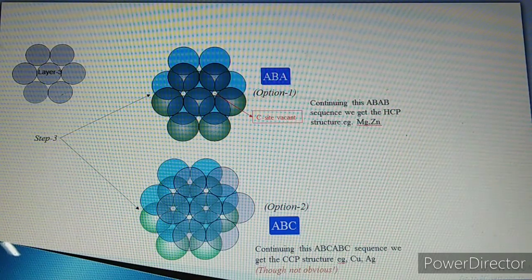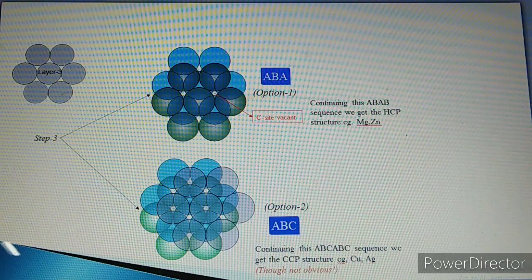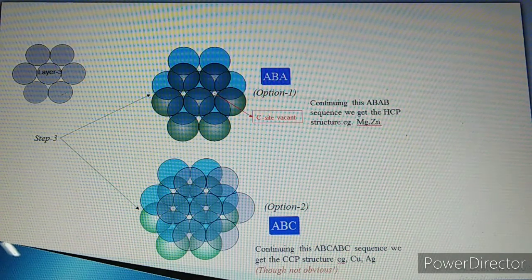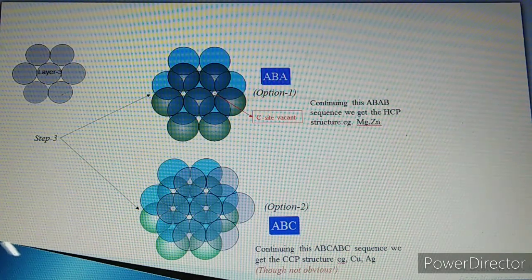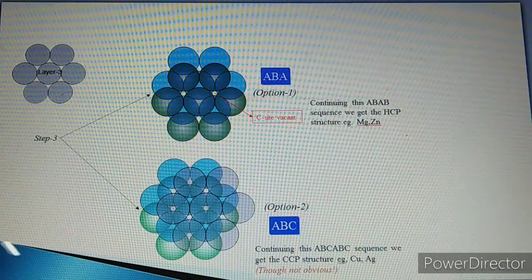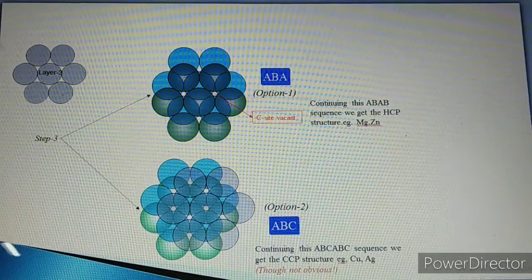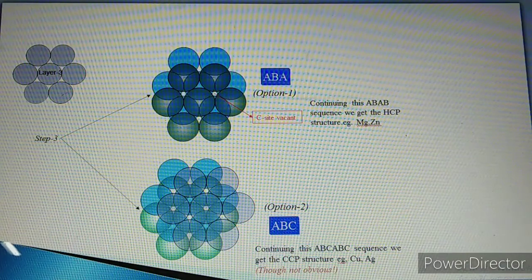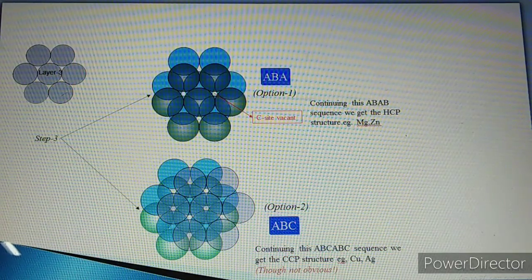The spheres of this layer are not aligned with the spheres of the first and second layer. Therefore, this type of arrangement is called ABC type arrangement, and this arrangement results in the cubic close packed structure called CCP, cubic close packed structure. It consists of ABC type sequence, and this type of arrangement is observed in metals like Cu, that is copper, and Ag, that is silver. So this is the packing of the crystalline solid.